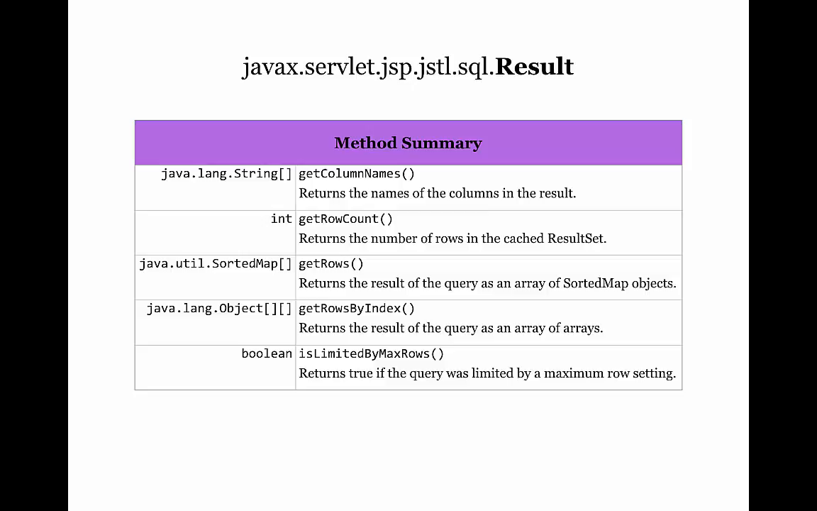So instead of accessing the values in each row by their corresponding column names, you can access them by their column index. More realistically, this method is used when you simply want to iterate over the rows and then iterate within each row. For example, you would use this when you're putting all the rows and all row data in an HTML table, like we did when we were testing the database connection a few sections back. Finally, isLimitedByMaxRows returns true if the query could not return all the rows that matched its form due to a maximum row setting.